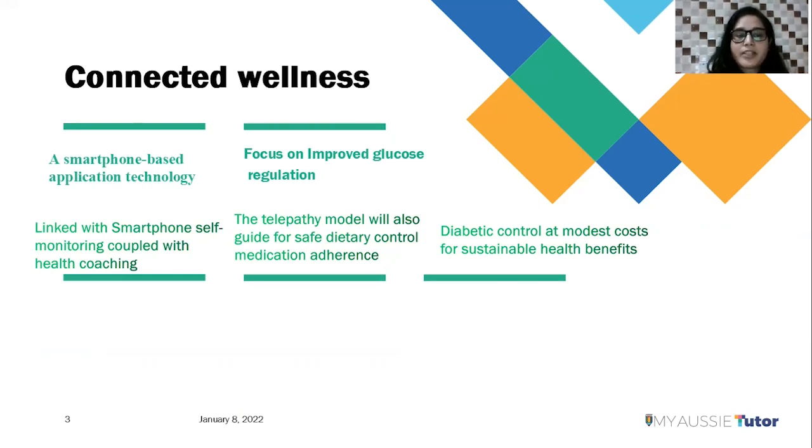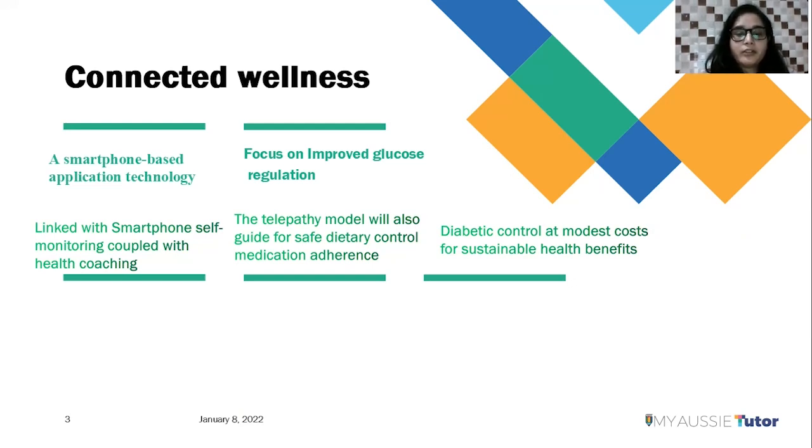It is a smartphone-based application technology that has been used by various healthcare professionals for supporting and encouraging people living in remote areas of Australia belonging to the Aboriginal community. It focuses on improved glucose regulation, and on various parameters that can maintain normal glucose levels among the Aboriginal community. It is linked with smartphone self-monitoring coupled with health coaching. So it doesn't only support the glucose regulation parameters, but at the same time, it will guide and coach patients to encourage and maintain a healthy lifestyle for supporting their overall well-being.